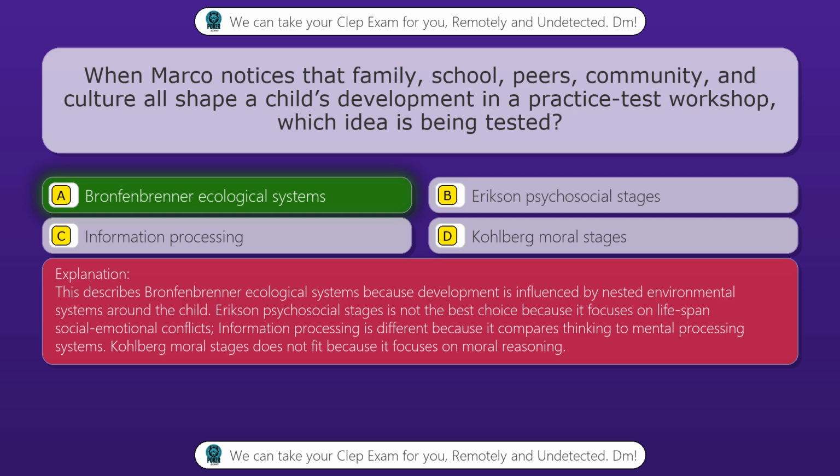This describes Brenner ecological systems because development is influenced by nested environmental systems around the child. Erikson's psychosocial stages is not the best choice because it focuses on lifespan social-emotional conflicts. Information processing is different because it compares thinking to mental processing systems. Kohlberg moral stages does not fit because it focuses on moral reasoning.